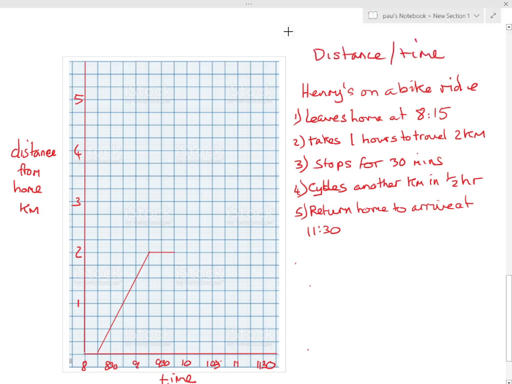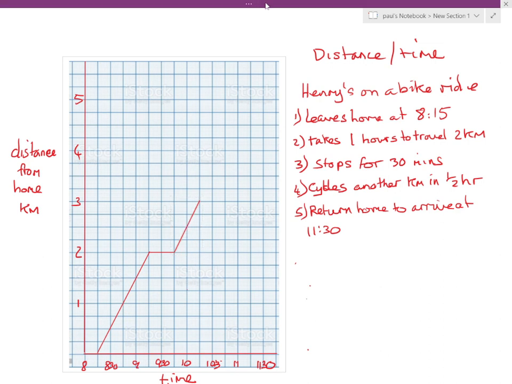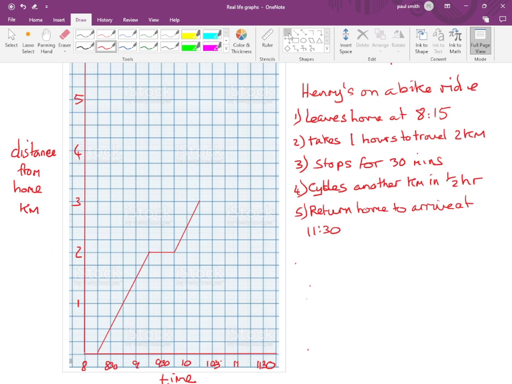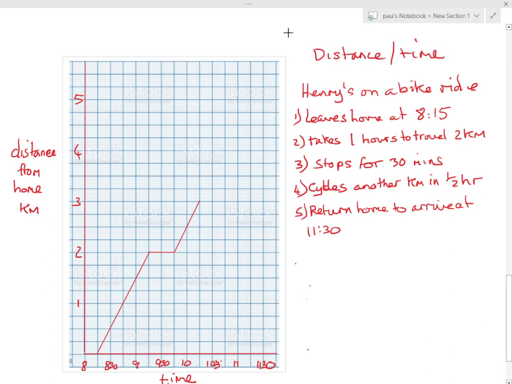Next part, he cycles another kilometre in half an hour. So another kilometre will take him up to 3. So we want half an hour, from 9:45 to 10:15. And then he returns home to arrive at 11:30. And there we have completed the distance time graph based on the information they've given us.